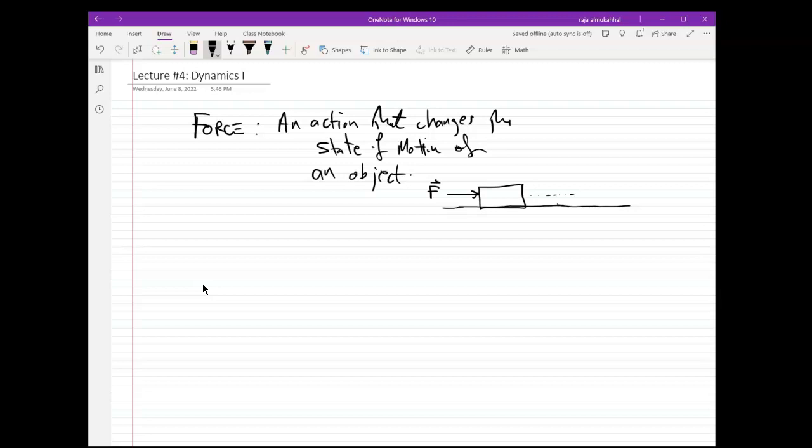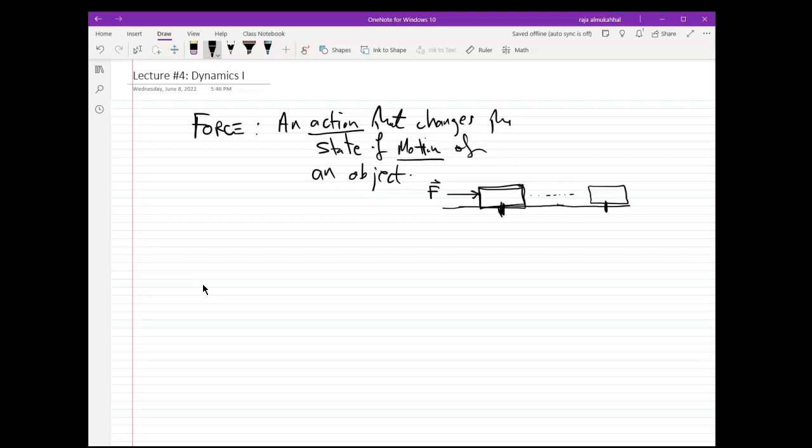Initially, the box was at rest, and then by applying the force, I put the box into motion, and I moved it to a different place. So now it is, say, situated here. So that's basically the meaning of the word force. It's an action that changes the state of motion. The box was at rest, and then we changed it into a state of motion where it moves from this location to, say, this location. You see what I'm saying?